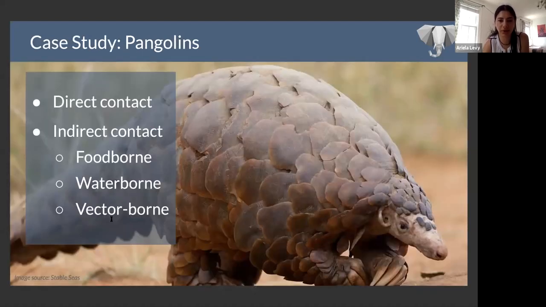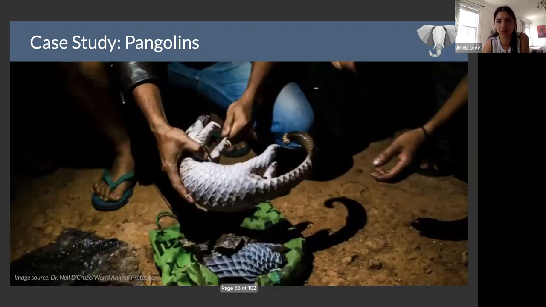Diseases spread either through direct transmission, when people come in contact with bodily fluids of infected animals, or indirect transmission, via objects that can harbor disease agents, such as food, water, or vectors, including mosquitoes. Regarding wildlife trafficking, we are most concerned with direct transmission. We will visit this through the case study of pangolins.